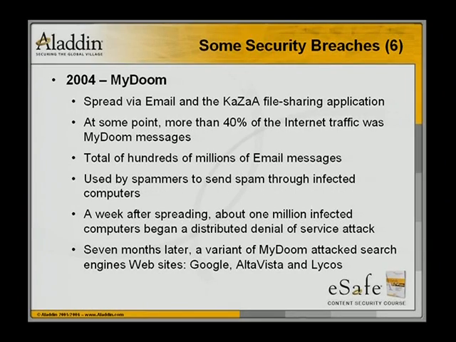It began attacking a web server called SCO.com, which was a company that was against Linux. It basically sued Red Hat, a company that said that they need to pay them money to use the Linux distribution, which is supposed to be free, supposed to be open source. Seven months later, a variant of MyDoom attacked search engine websites Google, AltaVista, and Lycos.